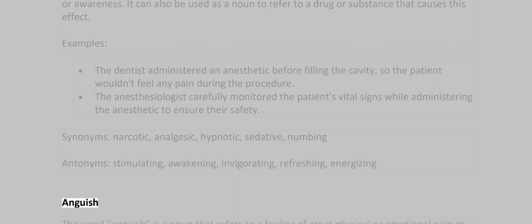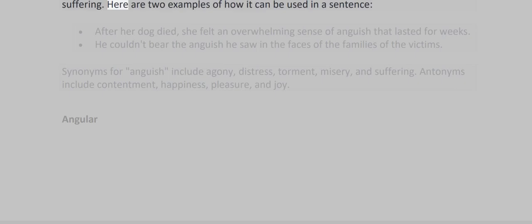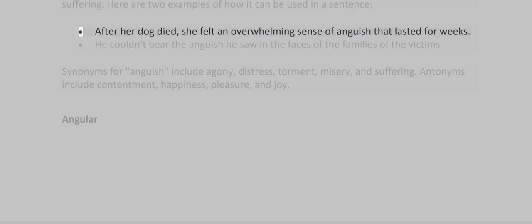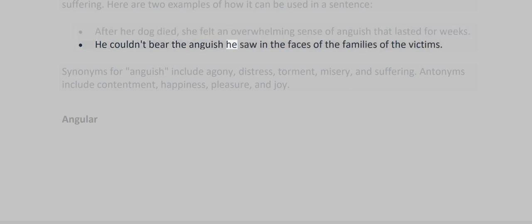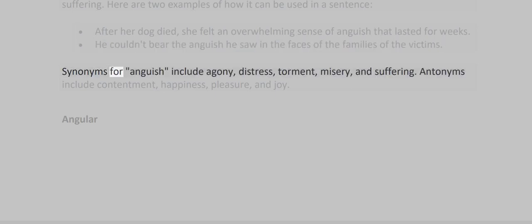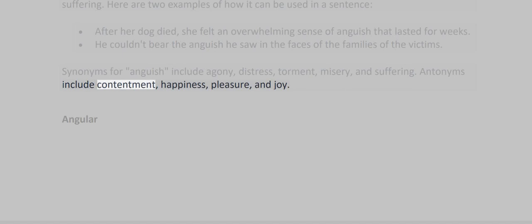Anguish. The word anguish is a noun that refers to a feeling of great physical or emotional pain or suffering. Here are two examples of how it can be used in a sentence. After her dog died, she felt an overwhelming sense of anguish that lasted for weeks. He couldn't bear the anguish he saw in the faces of the families of the victims. Synonyms for anguish include agony, distress, torment, misery, and suffering. Antonyms include contentment, happiness, pleasure, and joy.